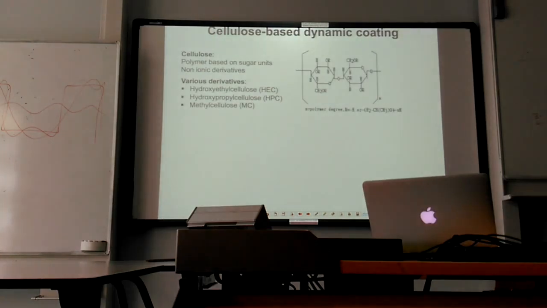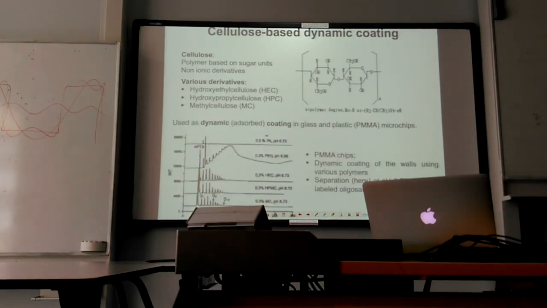And another example here, so it's also adsorption. Another coating which is widely used is based on cellulose molecules. You have different types of cellulose, but they are all polymers based on sugar units. Here they look at glass and plastic microchips, so it really shows that the coating is not specific to a specific substrate or material to make your chips. So they adsorb these different cellulose materials.